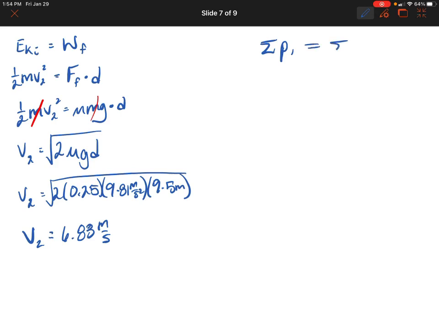So I'll say the sum of momentums at position 1 is equal to the sum of momentums at position 2. That's the mass of the bullet times the velocity of the bullet at position 1, plus the mass of the wood block times the velocity of the wood block at position 1, is equal to the mass of the bullet and the wood block times the velocity of the bullet and the wood block at position 2. We know that the wood block is initially not moving at all, so that can be crossed out to be 0.